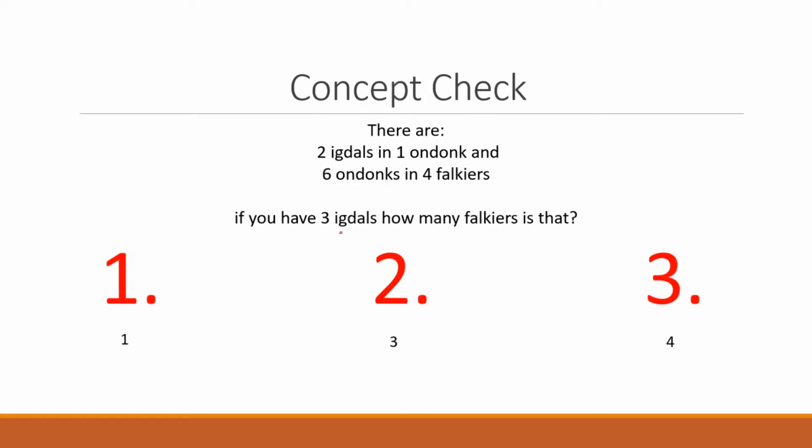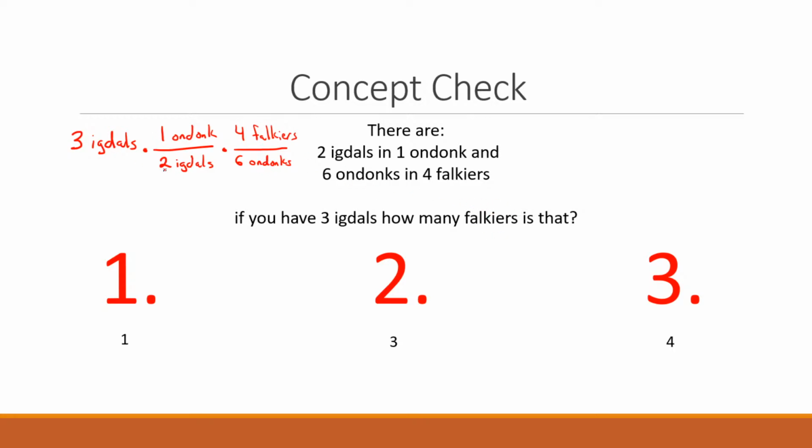Alright, so if we want to solve this out, I have 3 Igdals, and I want to get to Falkirs. So I can convert Igdals to Ondonks, and then Ondonks to Falkirs. If I have 3 Igdals, I can set up a conversion factor. I have Igdals, so I want my Igdals on the bottom, and 1 Ondonk on top. Then I want to put 6 Ondonks and 4 Falkirs. That'll end with Falkirs on top, which is where I want to end.